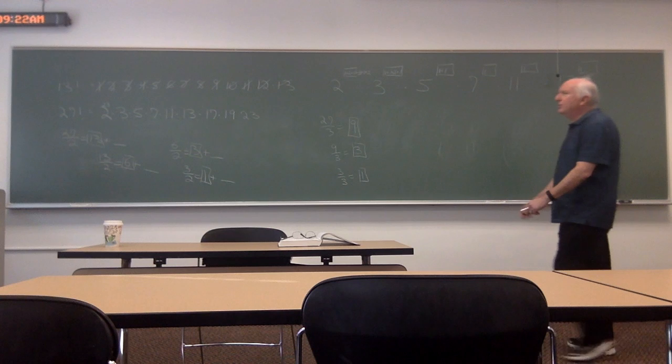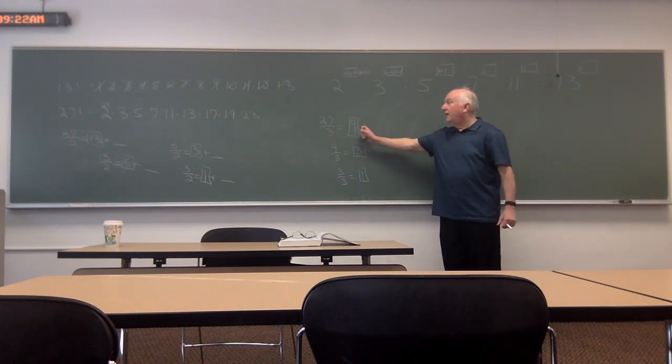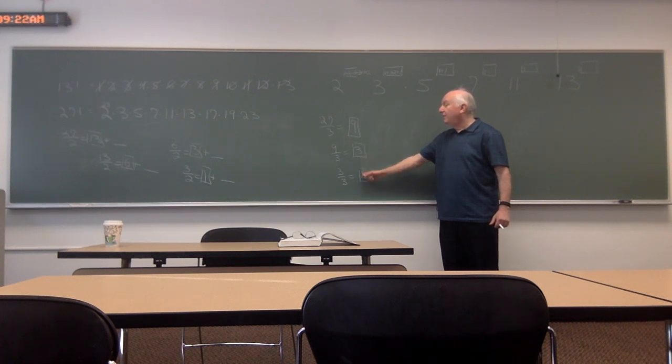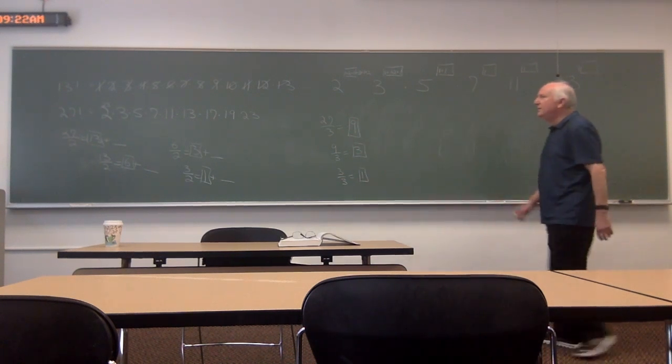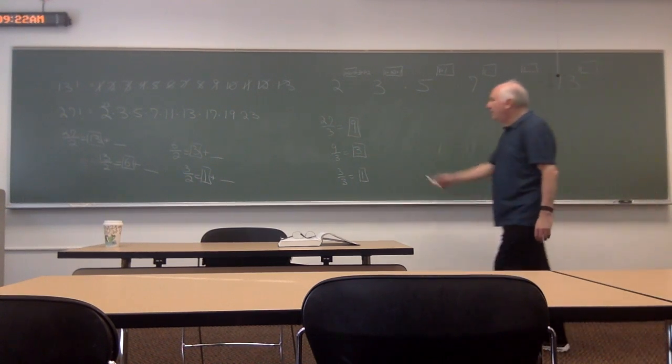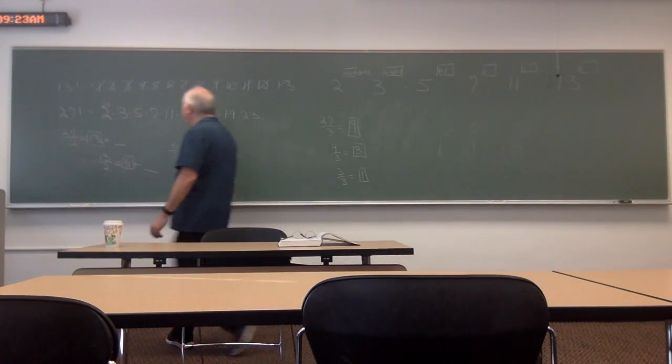So when you multiply all the numbers from 1 to 27, 9 of them are multiples of 3. Of those, 3 happen to also be multiples of 9. And of those, 1 also happens to be a multiple of 27. When we add them up, we seem to get 13.